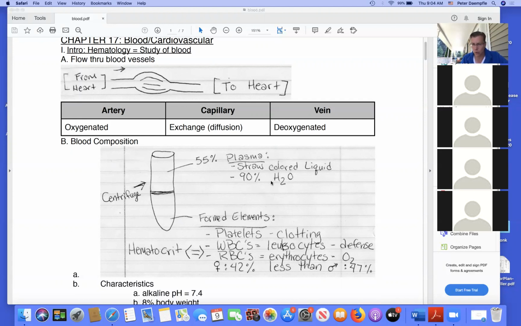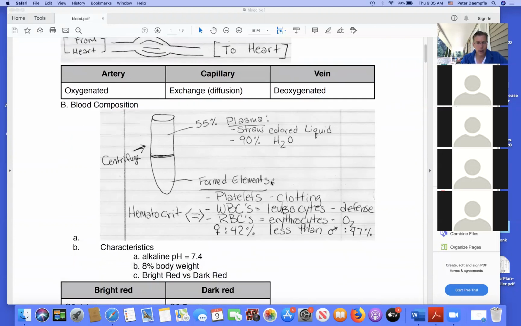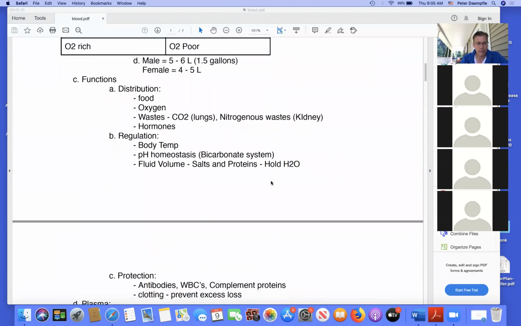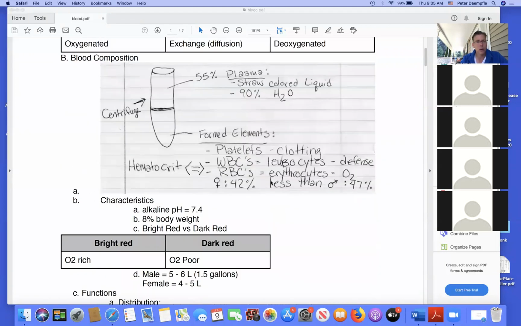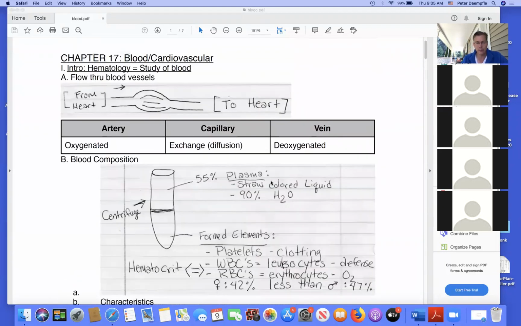Our agenda, of course, is to talk about the blood's components, diseases of the blood, and how blood functions within the body. Okay, so let's start off just with the definition. Hematology is the study of blood. A hematologist studies blood. Basically, the heart, blood vessels, and the blood are all integrated into one unit for us.